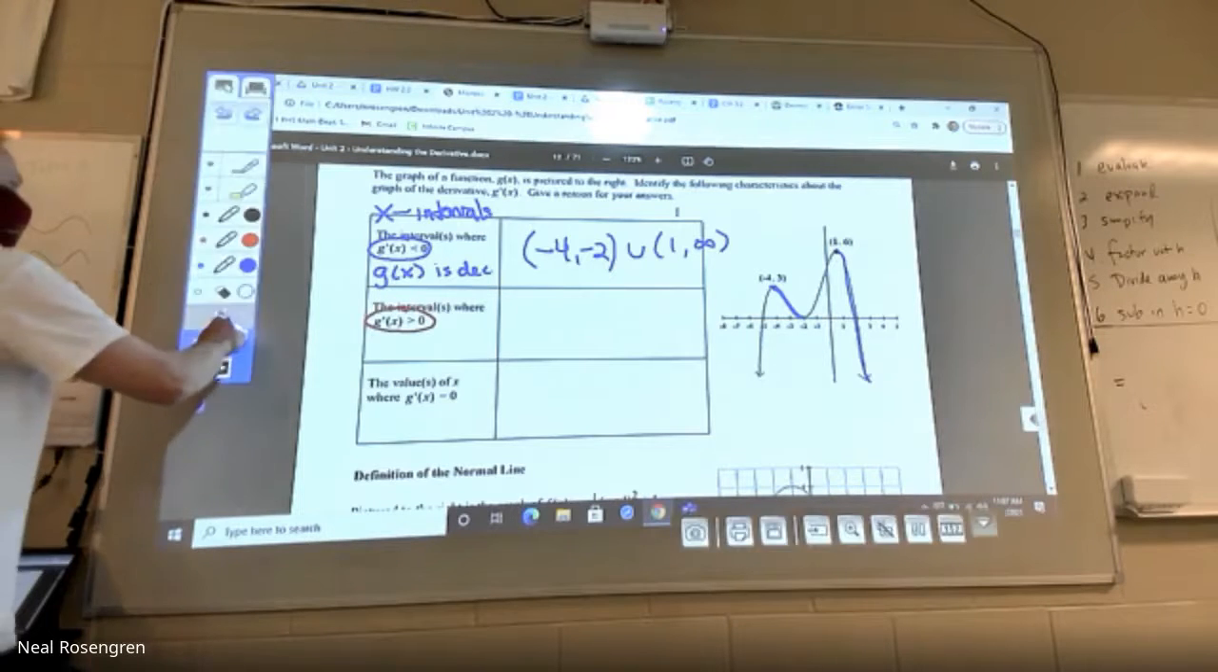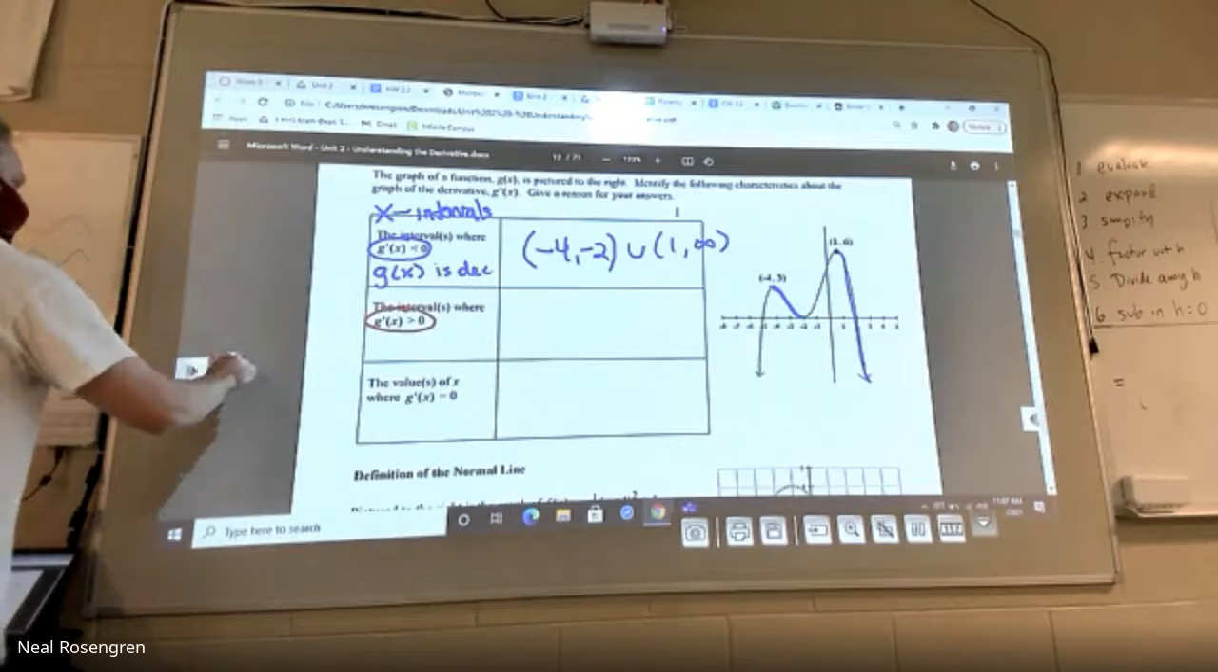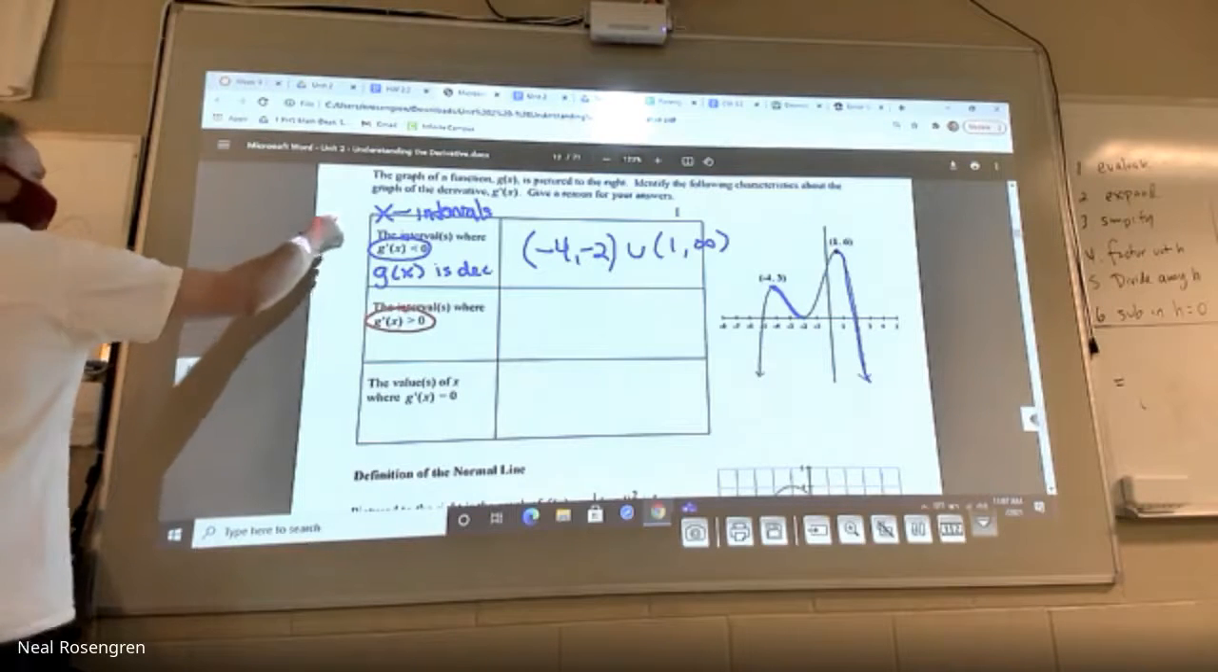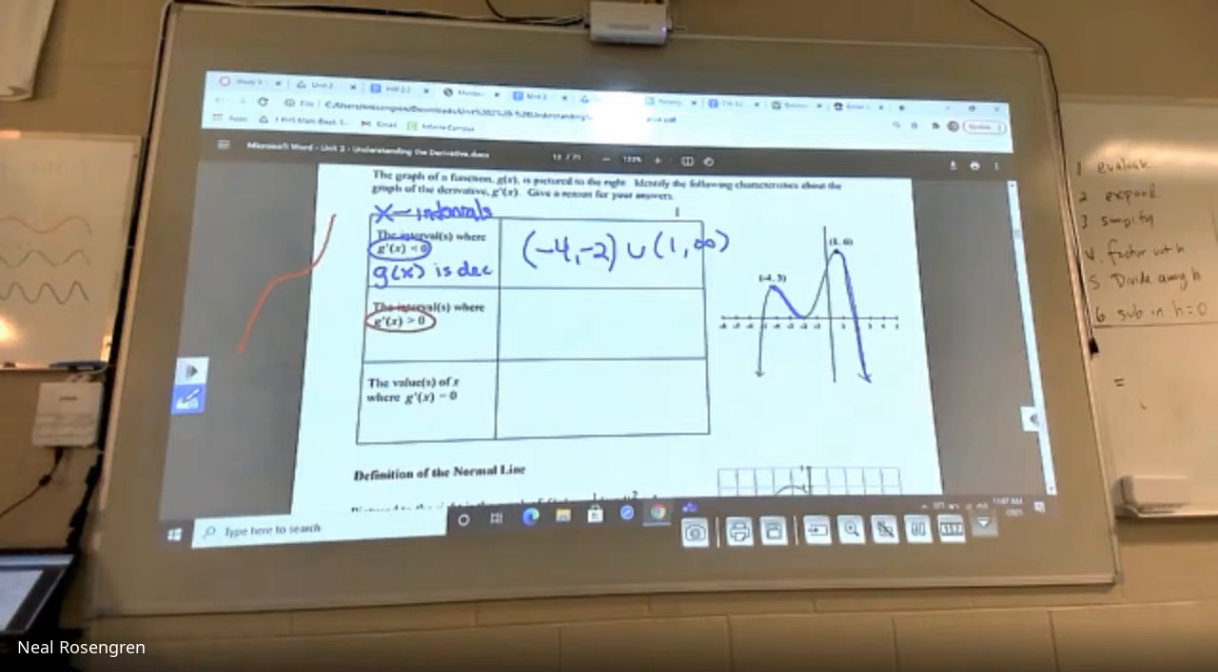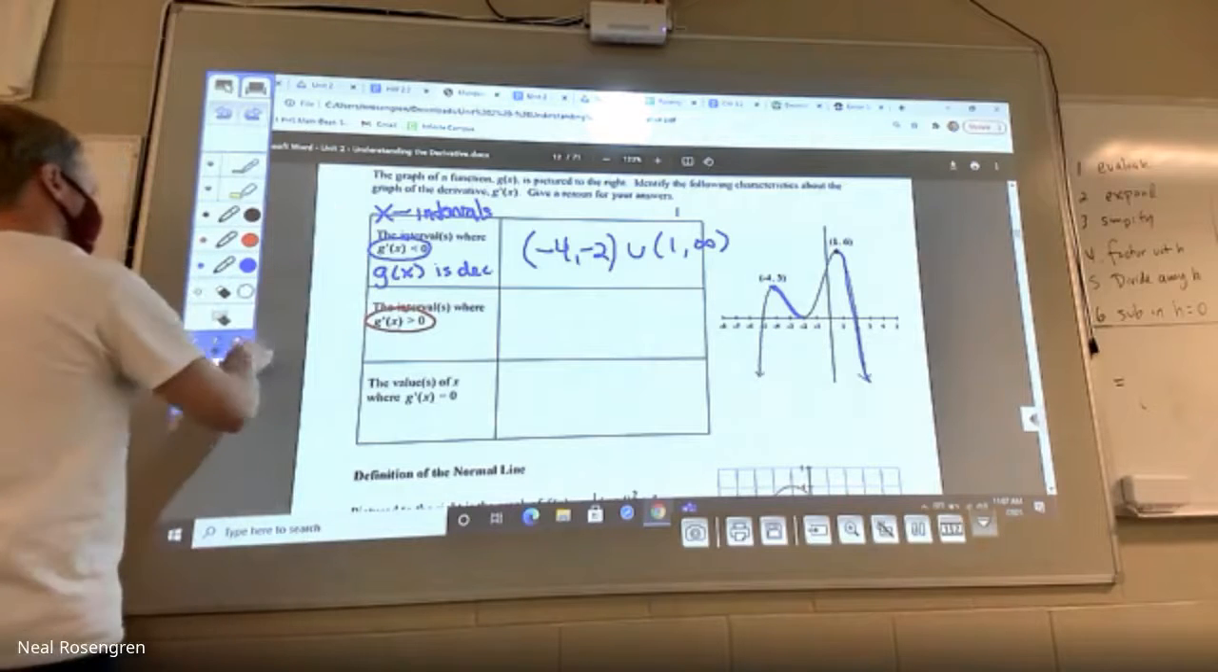I drew this graph for you. That graph is never decreasing, ever. There's not going to be a single x value where the first derivative is negative, and that's okay. That's just part of what we're looking at.